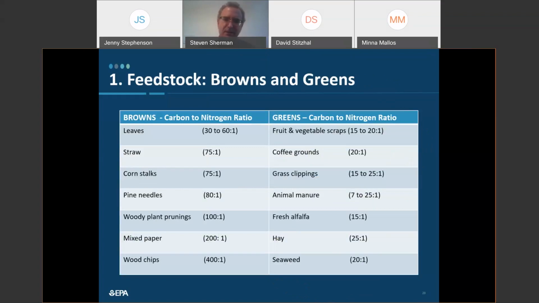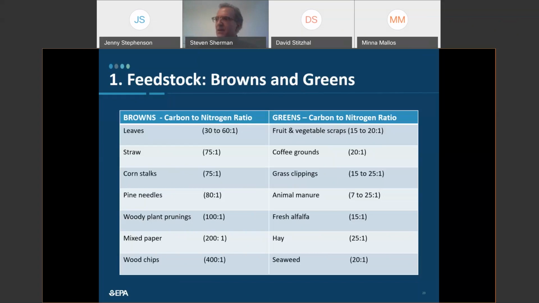Even though I can't see any of you, I'm imagining some of you scribbling down, oh gosh, we need to have a carbon to nitrogen ratio of 30 to 40 to 1. How are we going to measure that? That's not what we're doing at all here. All of this is done by eyeball. That's what I would expect here, and we can be successful with it.